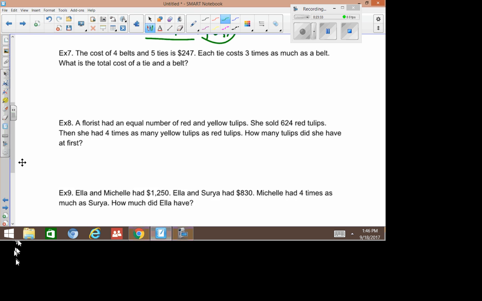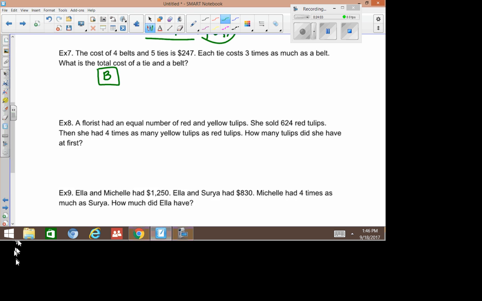The cost of 4 belts and 5 ties is 247 cents. Each tie costs 3 times as much as a belt. What is the total cost of each tie? Okay, are you ready? We'll show you an easy way to do this. Alright? Okay, each tie costs 3 times as much as a belt. Okay, I got a belt here. A belt. How many belts do I have?